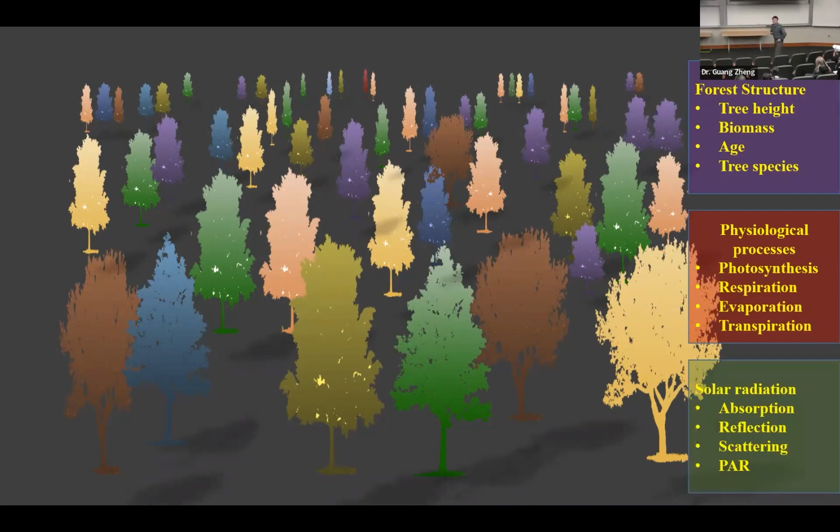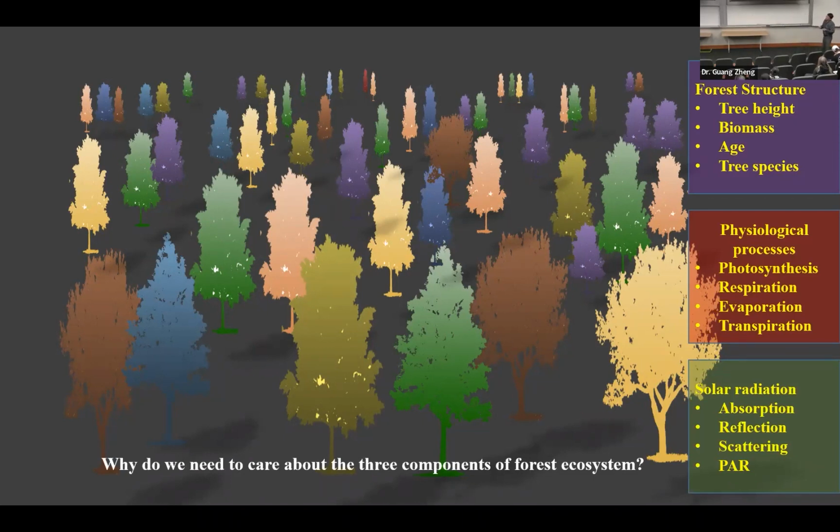From the solar radiations, right? So that's a very fundamental and important aspect of forest ecology. And really, the scientific question we are trying to answer is, why do we need to care about the three different components? And what are the relationships between these three components?